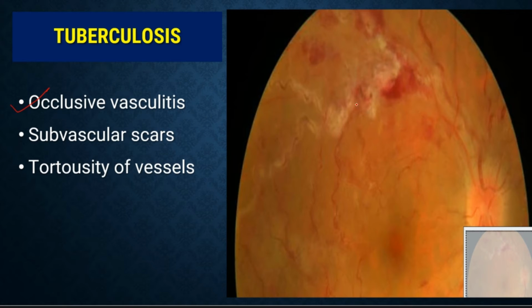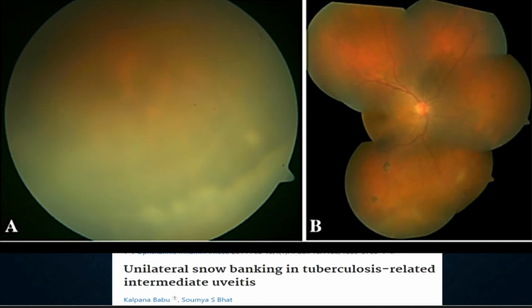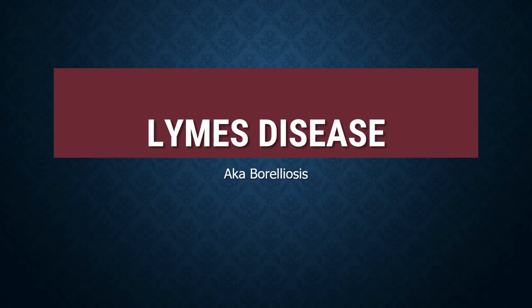Apart from that, in the periphery, you will see that the vessels will be really tortuous, and sometimes just below the vessel, you might see certain scars, and those are called subvascular scars. So all these three really can lead you towards a diagnosis of tuberculosis, right? So this is an example from this paper. In the first picture, you can see there's dense vitritis, and you can see the snow banking here. And in the second picture you can see these black lesions which are present just below the blood vessels, and these are basically your subvascular lesions, and they are suggestive of tuberculosis.